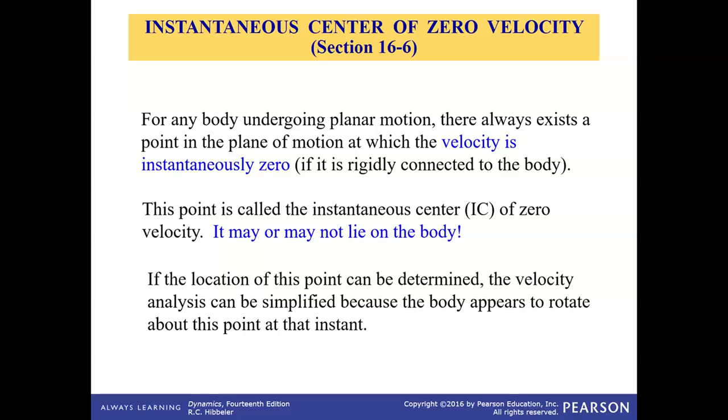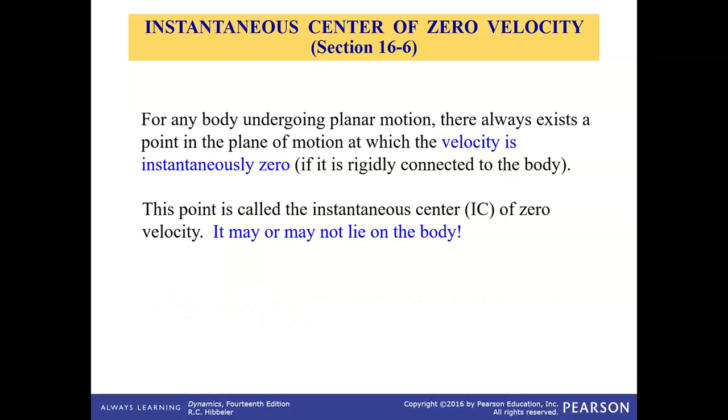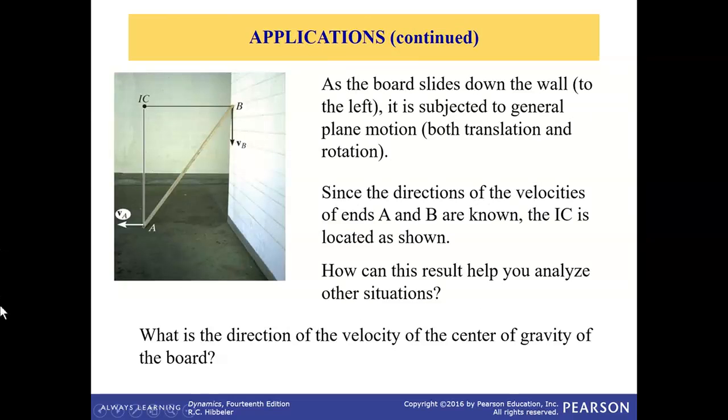If the location of this point can be determined, the velocity analysis can be simplified because the body appears to rotate about this point at that instant. Again, I keep on emphasizing the words at that instant because as the board starts sliding, let's say point A moves further left and point B moves further down, the same point IC is not constant, so we have to determine a new instantaneous center by drawing two perpendicular lines from A and B and finding the intersection point. Okay.